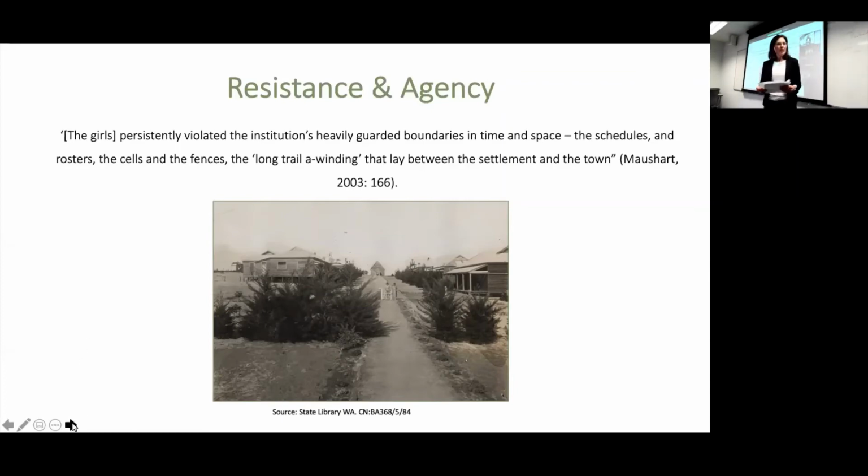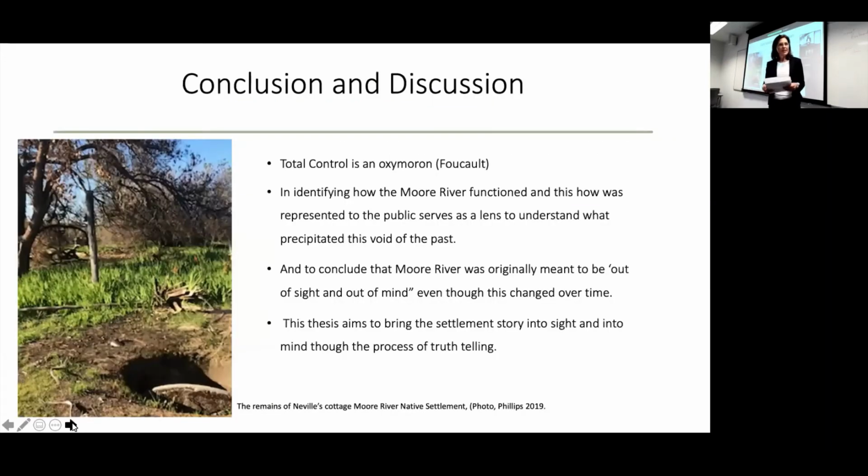So my conclusion and discussion is that total control, as Foucault says, is an oxymoron. As this thesis is about how bureaucracy tried to control the state's Aboriginal population through the assemblage of policy, ultimately it was never going to succeed.